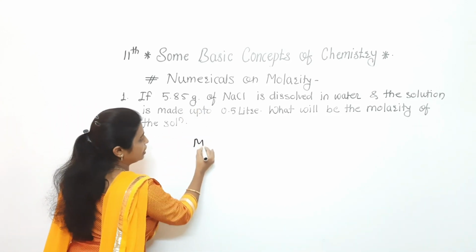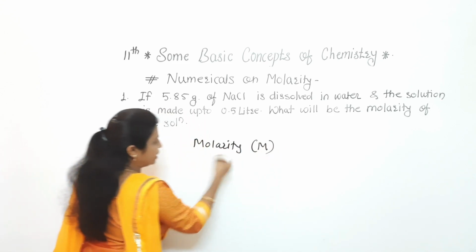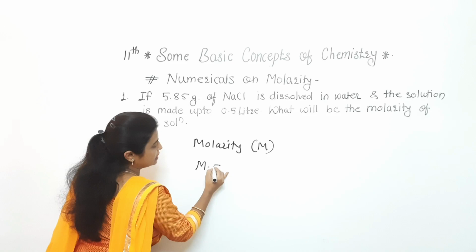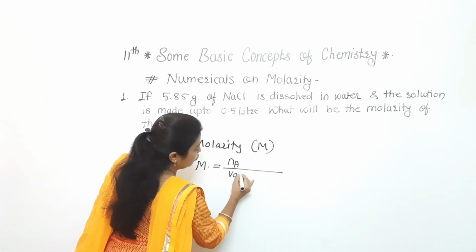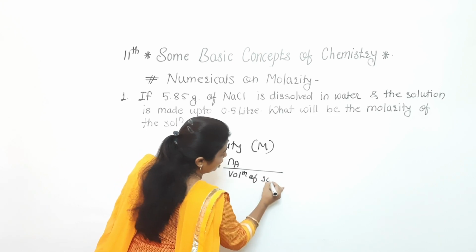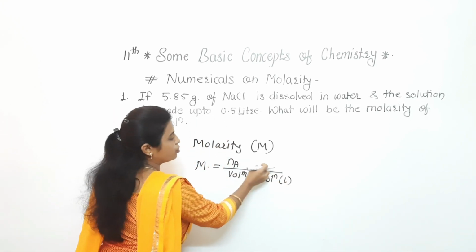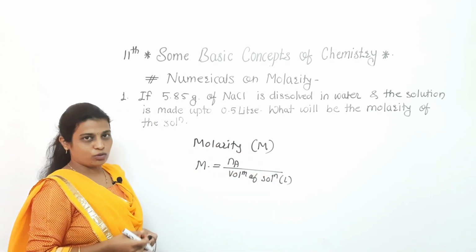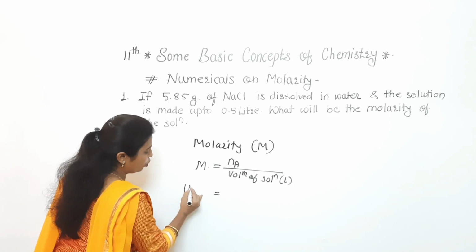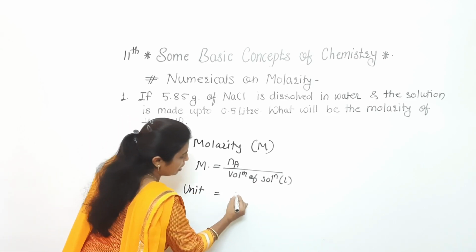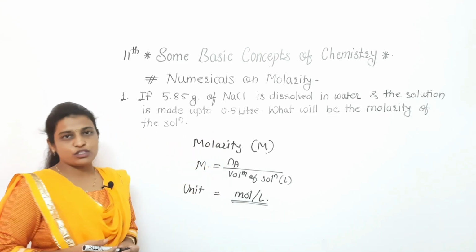See, molarity, which is denoted by the symbol capital M, is equal to the number of moles of solute divided by the volume of solution. That volume should be in liters. If it is not in liters, then we have to multiply by 1000 here. So this is the simple formula. The unit of molarity is moles per liter. This is the simple unit of molarity.